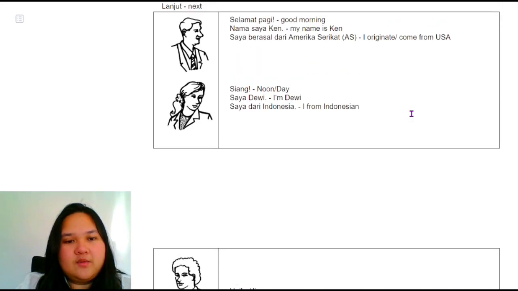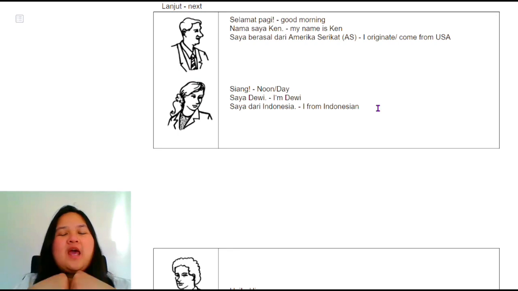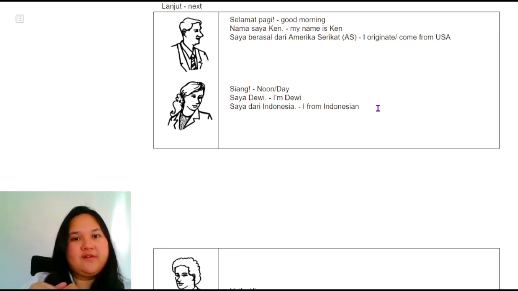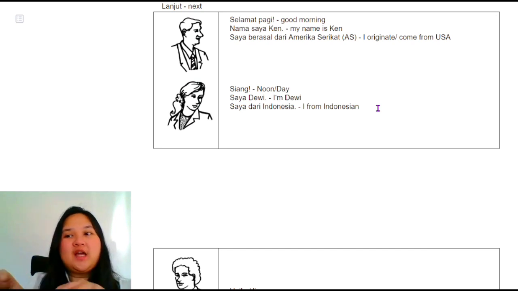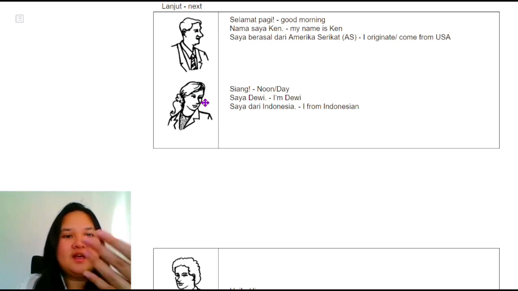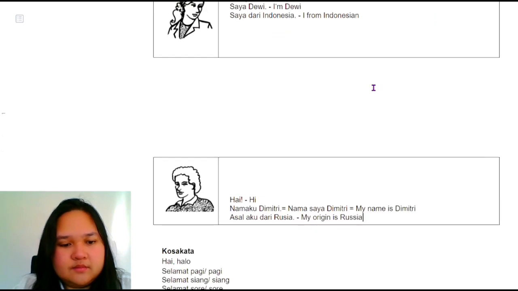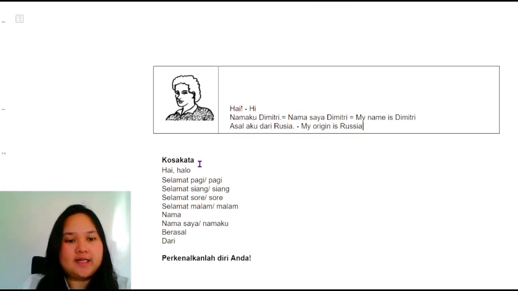So here we can compare how to introduce ourselves in Indonesian. It's quite easy, right? And it's quite permissive in Indonesia, you can choose what kind of words, because there are many possibilities, or many variants, to say those words. And yeah, we will see the kosakata. Kosakata means vocabularies.